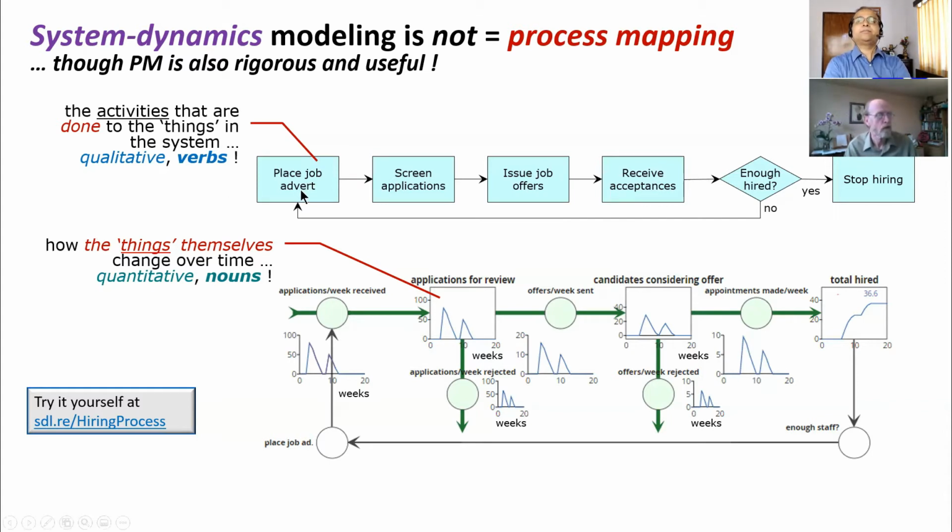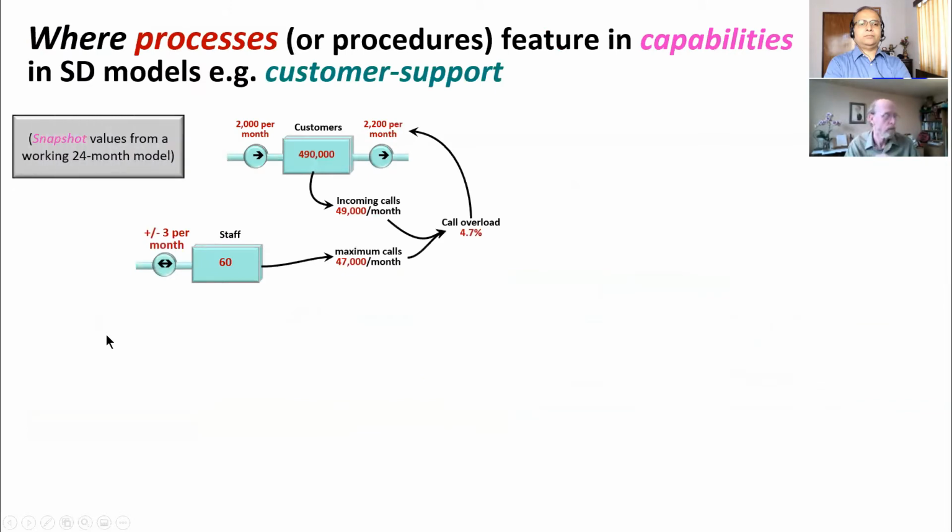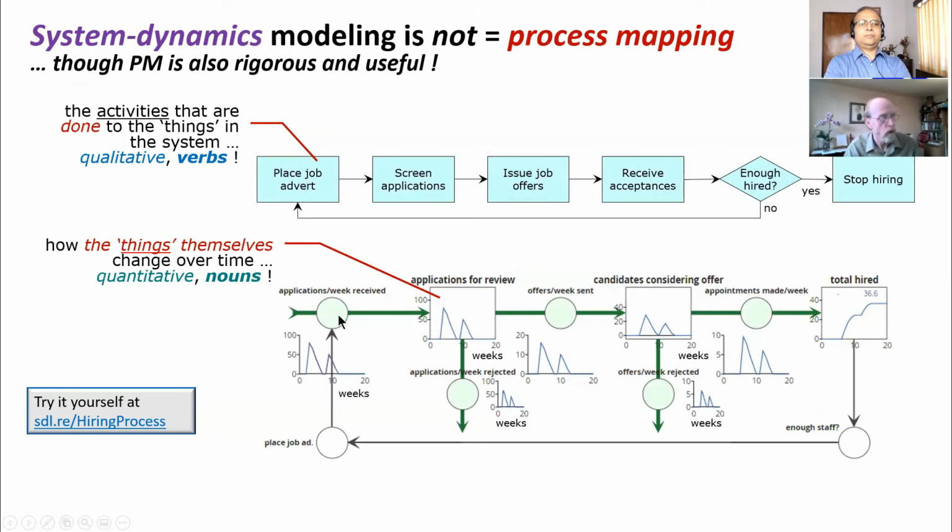So place job advert, yes or no. So this is, are we placing a job advert, yes or no? Right. So this is a job advert being placed. That's a thing. It's a 1-0 thing. It either exists or it doesn't. This thing up here actually isn't in this process diagram, but it's implied by that, okay? Because between there and there, applications actually come in, right? And that's what that item is representing.